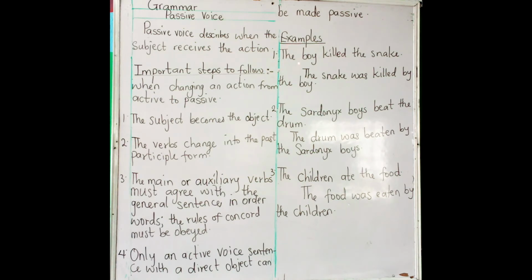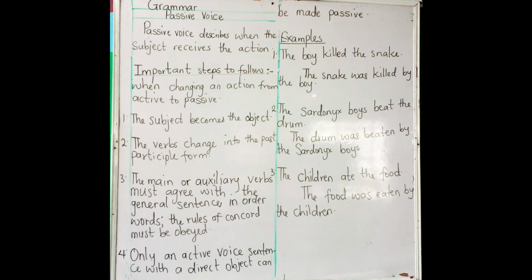We have the first one. The boy killed the snake. This is a complete sentence, contains a subject, contains a verb, an active verb actually, and equally an object. So in this case now, you can turn this particular kind of sentence into a passive voice. This is an active sentence, this is an active voice. The boy killed the snake. So now you want to change it from active to passive. The snake was killed by the boy. It's like you're reporting what happened.